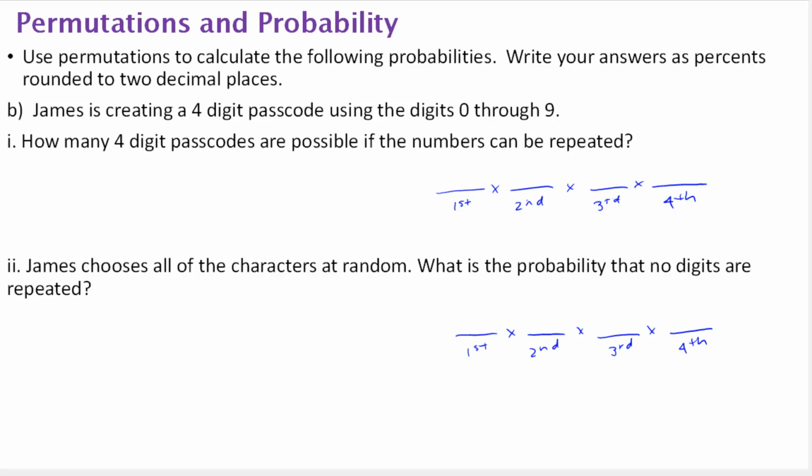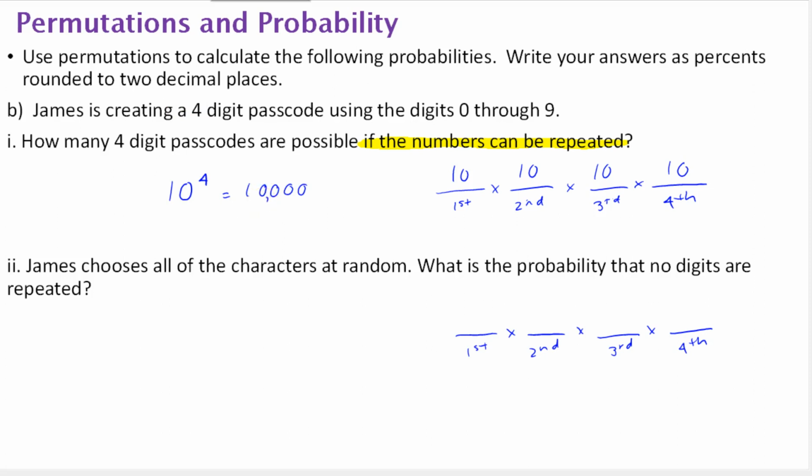Let's look at the next one. James is creating a 4-digit passcode using the digits 0 through 9. And we are asked, how many 4-digit passcodes are possible if the numbers can be repeated? So notice this first part is not a permutation, because if the numbers can be repeated, then this is a fundamental counting principle problem. We have 10 options for each of the 4 choices. So we have 10 times 10 times 10 times 10, or 10 to the 4th, which is a 1 with 4 zeros, or 10,000.